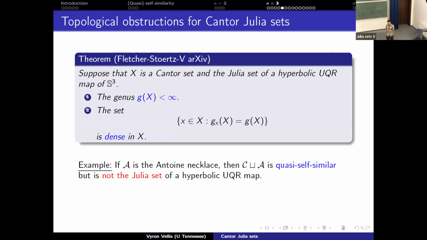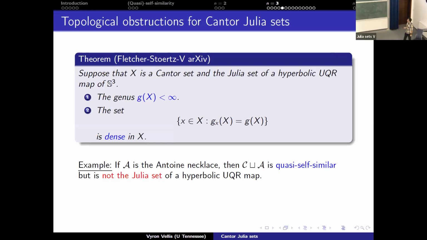Put the standard Cantor set in one ball and the Antoine necklace in the other ball, right? The union of these two things is a quasi-self-similar set, but on the standard Cantor set, the local genus is 0. On the Antoine necklace, the local genus is 1. They don't satisfy this property, so it's not the Julia set of a hyperbolic UQR map.